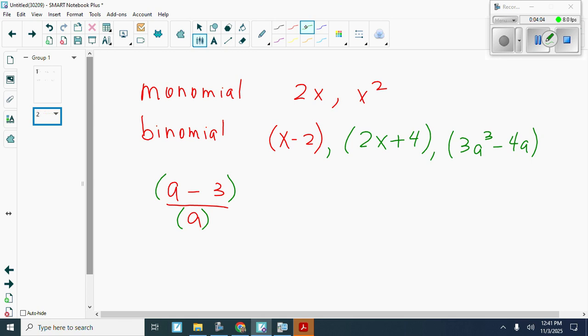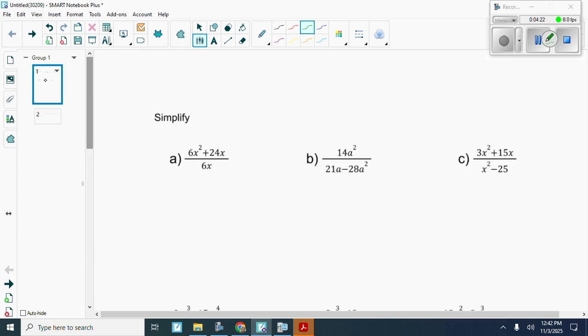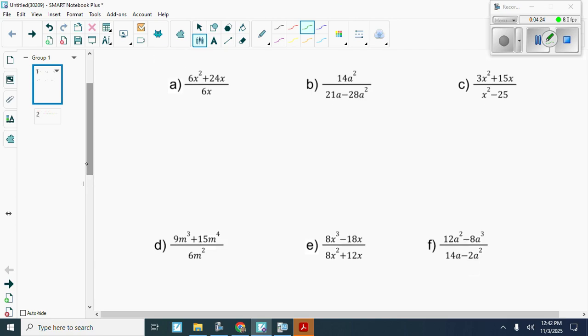So when we are simplifying, if it's a binomial, the only thing that will cancel out with a binomial is another binomial. We can't just suddenly take our monomials and start crossing things out. So let's go back and take a look at our questions. I'm going to do a couple with you just to get us warmed up, and then we're going to head to the boards.